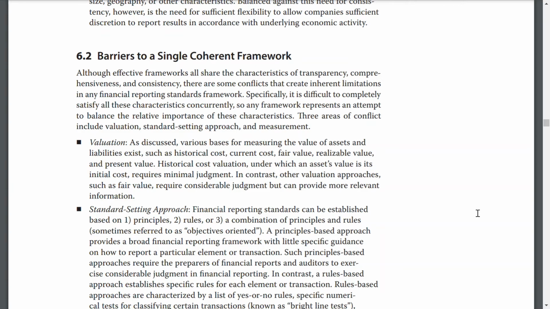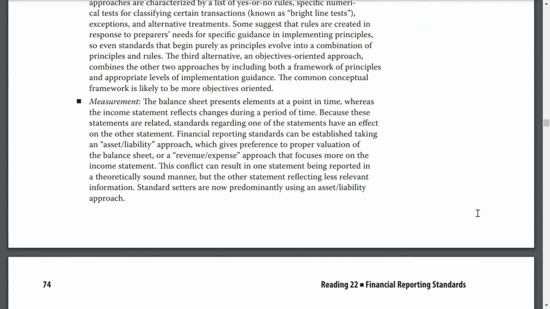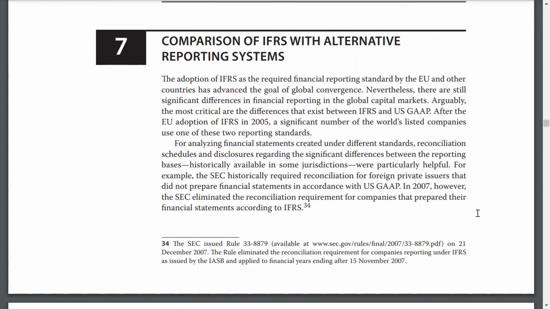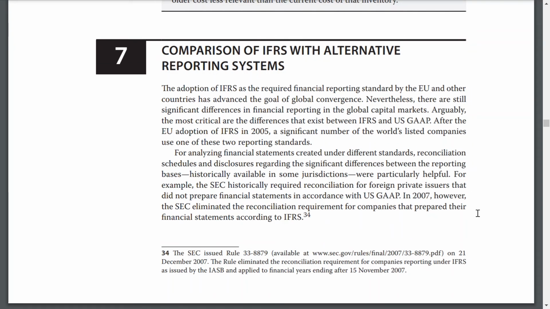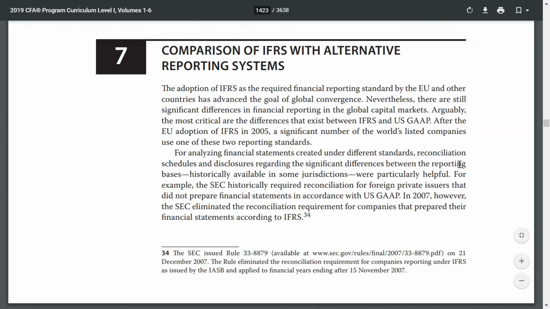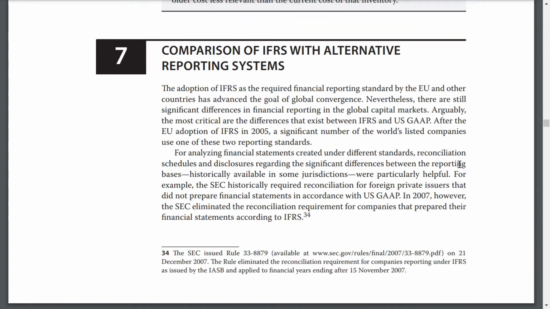Okay. Comparison of IFRS with alternative reporting systems. The adoption of IFRS as the required financial reporting standard by the EU and other countries has advanced the goal of global convergence. Nevertheless, there are still significant differences in financial reporting and global standards. Arguably, the most critical is the differences between IFRS and US GAAP. After the EU adoption of the IFRS in 2005, a significant number of the world's listed companies used one of the 2 reporting standards.